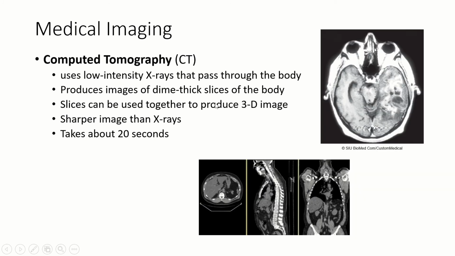Computed tomography is another way to use X-rays to get very detailed pictures of a body. It uses low intensity X-rays, much lower intensity than an X-ray, but it shines them over a larger area, and so it's about the same amount of total radiation as an X-ray. So each portion of the body is getting less, but the body as a whole in a CAT scan is getting more. So CT scan, CAT scan. And what it does is it produces dime-thick images of the body along various planes.